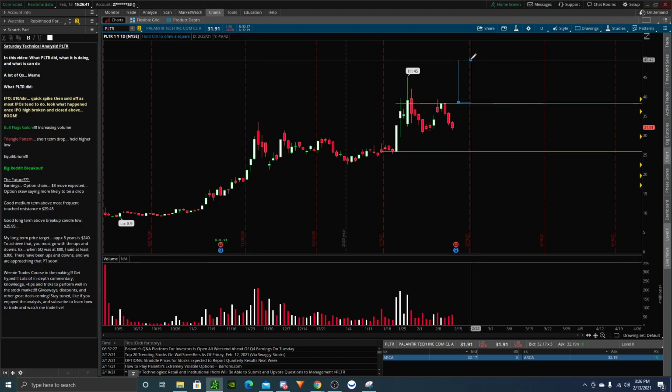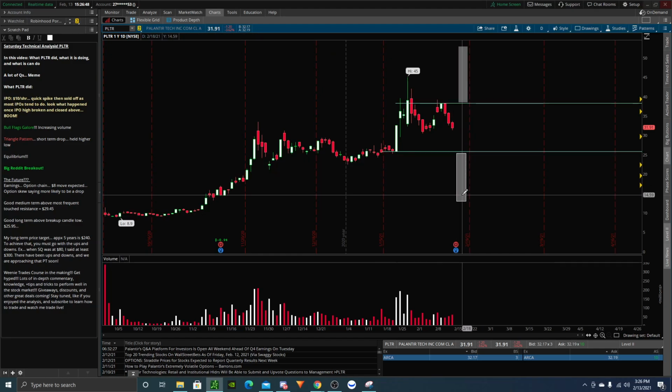If PLTR moves more than $6 on the upside, we could break out to the upside. If PLTR moves more than $6 to the downside, we could get a break to the downside, because that's where people are going to start hedging. They're going to start hedging off their deltas, their positive deltas, negative deltas. Lots of talk about deltas here at Weenie Trades.